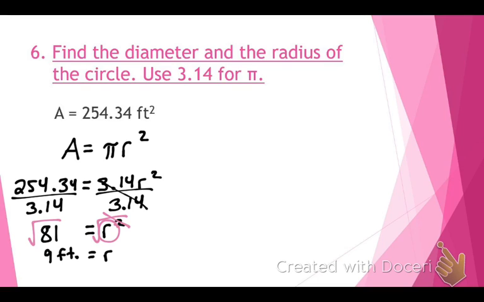Now, the instructions ask me to find diameter and radius. Raise your hand if you can tell me how to find the diameter if I know the radius. Just double it, okay? Because the radius is always going to be half, so you double it. What's the answer? 18 feet equals the diameter. Please make sure that you show me which one is radius and which one is diameter.